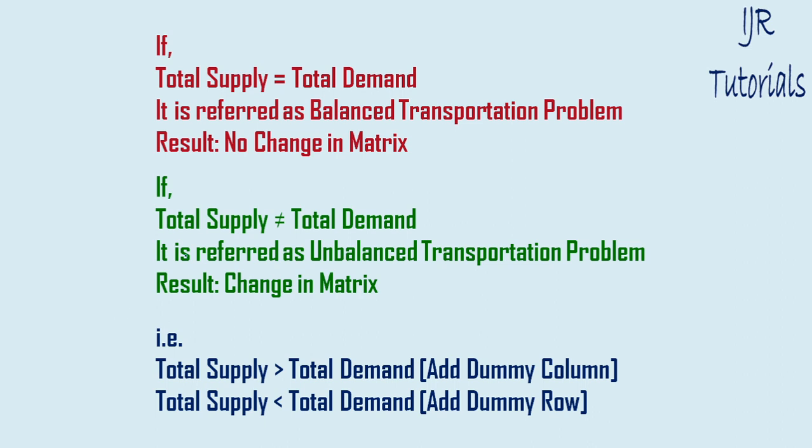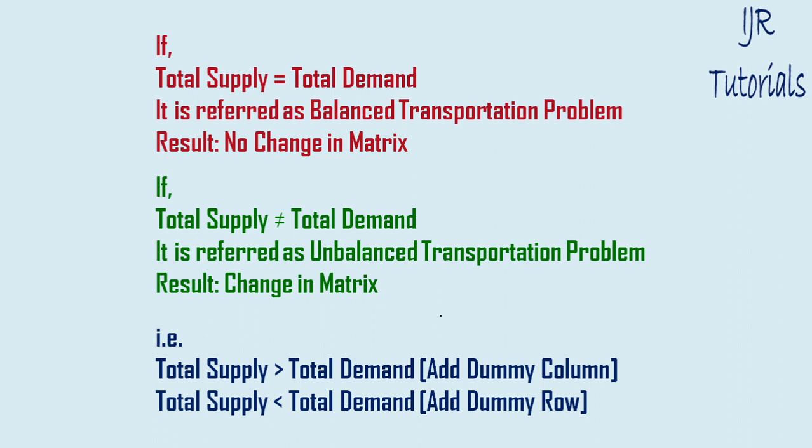Second case, if the total supply is not equal to total demand, it is referred to as an unbalanced transportation problem. So the result here is a change in the matrix. That means we have to convert the unbalanced problem into a balanced problem. Now the question is how to convert the unbalanced problem into the balanced problem.